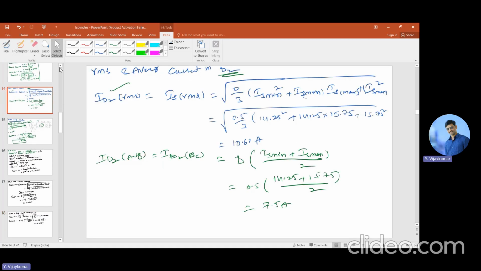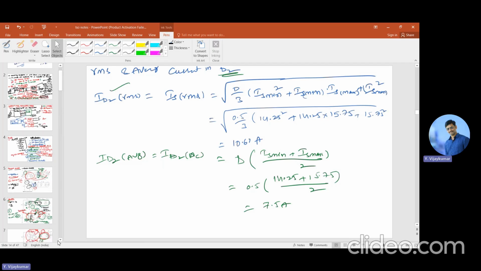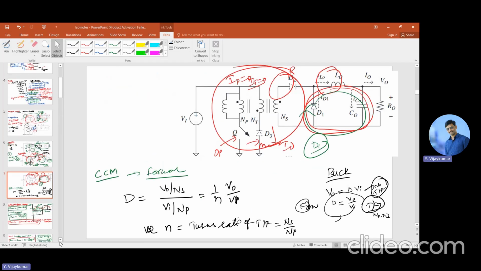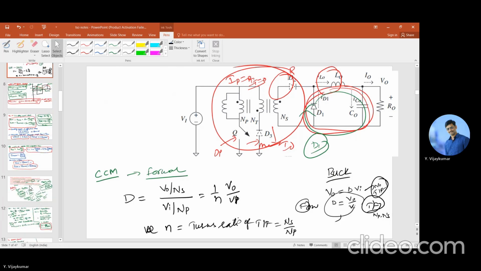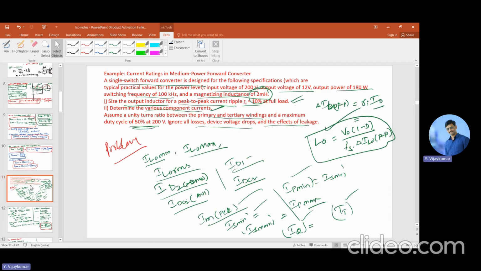I just want to revise here the problem which is mentioned: what are the peak inductor and output inductor value for the peak current ripple of 10%. That we have found, and determined the various components of currents.